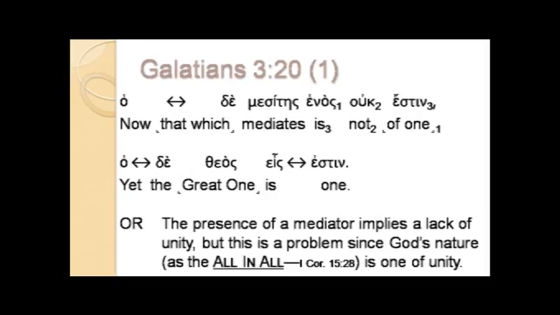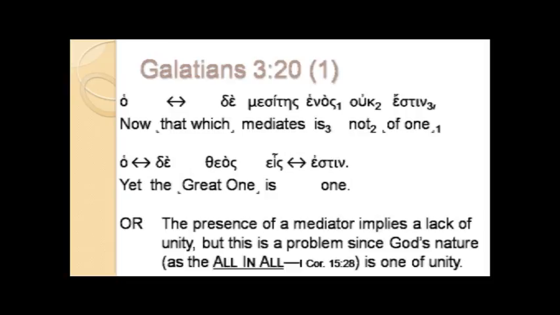If you have a mediator involved, there is an implicit separation. They might be mediating to some extent. They might be able to work some things out. They might be able to coexist. But if you have a mediator, you do not have complete reconciliation yet. And Paul says that this is a problem because of the nature of God. This is what the next phrase is about.